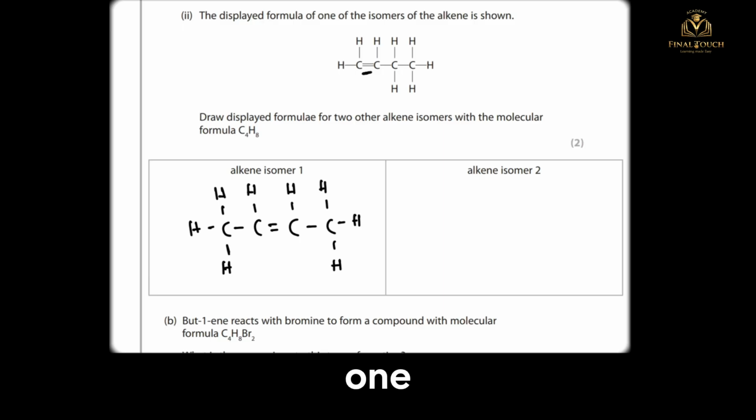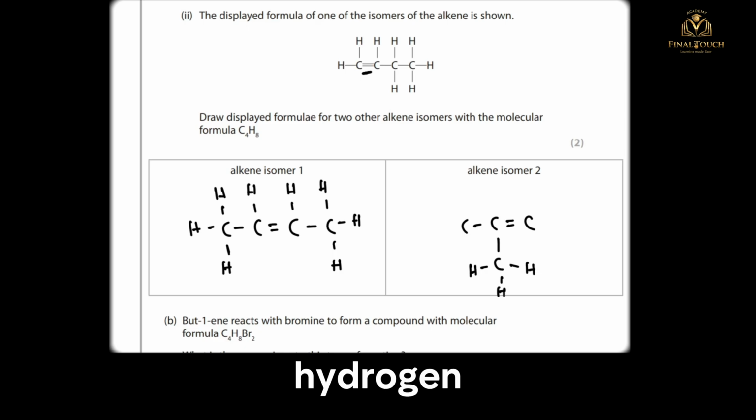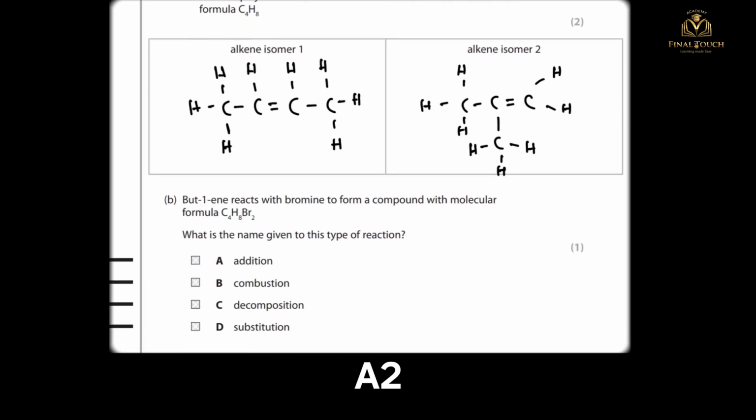And for this one, we'll just add one branched carbon with 3 hydrogen. And this one will have 2 hydrogen. So that's your answer for part A2.